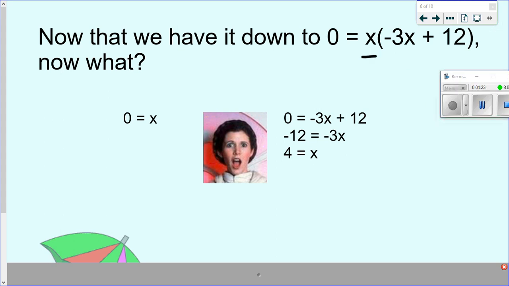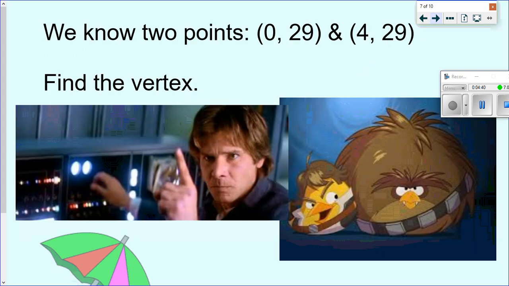That x equals 0, right? We break it down into 2 parts, and now we can solve. So move the 12 over, move the 3 over. So we got our x-intercepts of 0 and 4. So now we know 2 points, and we can find the vertex. At this point, we're back into what we've been doing. So find the vertex.